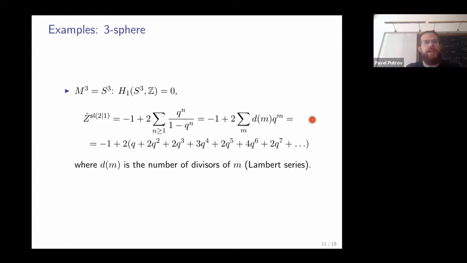Okay, let me give you some examples just to get a feeling for what kind of Q series one obtains in this way. The simplest example you can imagine is a three-sphere. The first homology is zero, so there is only a single label. In general, I remind you, the labels are pairs of elements of H1. So just a single Q series. And it is something actually familiar. This is what is known as a Lambert series, a series of Lambert type, and this is a generating function of the number of divisors of M.